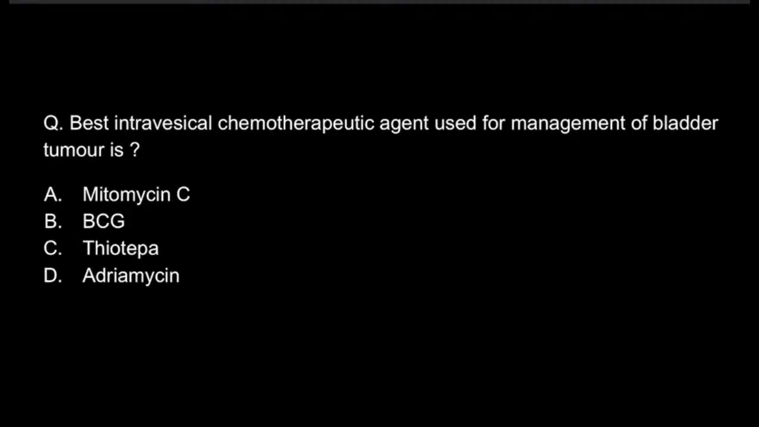Okay, now let's move on and talk about bladder carcinoma. What I'm trying to ask you is, what is the best intravesical chemotherapeutic agent used in the management of a bladder tumor? The answer is mitomycin C, guys. It is not BCG. Please understand this. It is not BCG. So let us understand this.